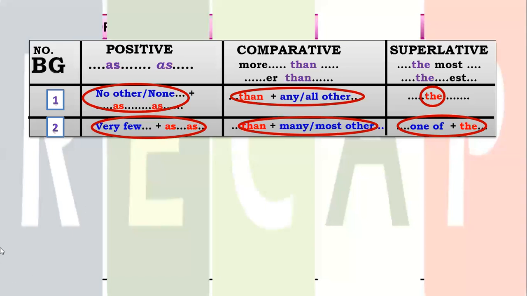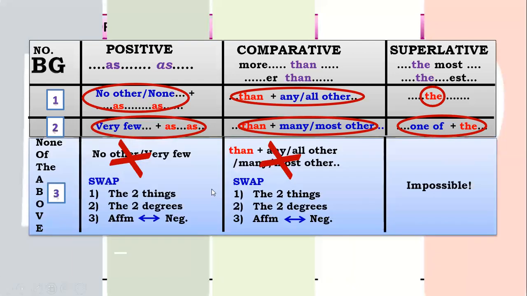Now, what if there are specifically two things compared? So in such a case, what do we do? Yes, we do not use no other, we do not use very few, we do not use than plus any other or all other or many other or most other. Rather, we use a formula, that is swapping the two things, the two degrees, and affirmative and negative.